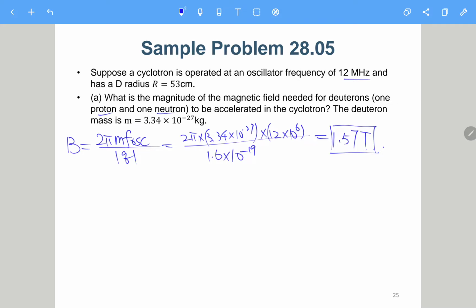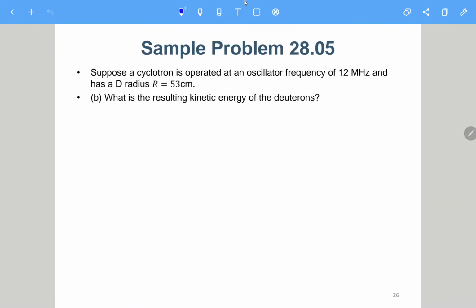Okay, so this is the first one, and then the second one. What is the resulting kinetic energy of the deuteron? So we can try to find v. We have r equals mv over qB, so we can just move things over. So we have v equals rqB over m.